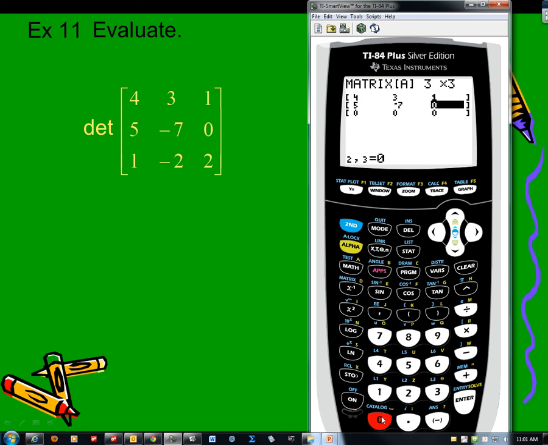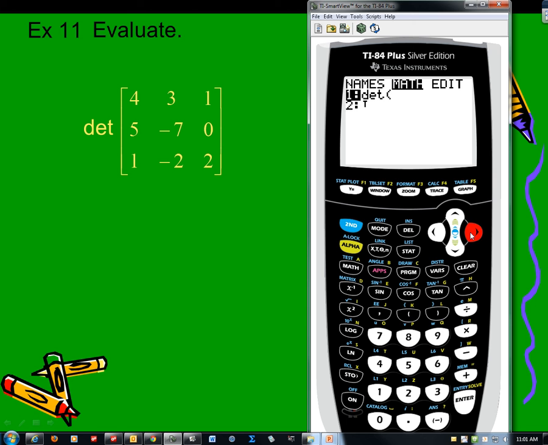7, 0 for the second row, 1, -2, and 2 for the third row. So put that in there. Then we're just going to quit, get out of there. Now how we do this, we go to the matrix screen, and this time we're going to scoot over and use the math menu. So hit the right arrow.